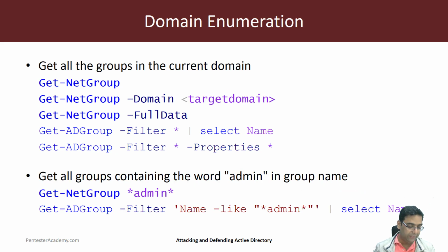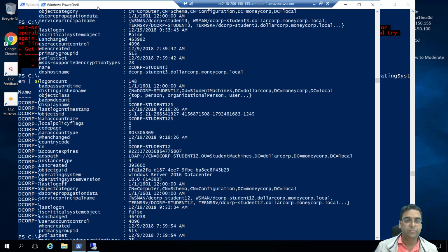Now, once we have the basic information, the user information, the computer information, let's move ahead and start enumerating groups in the current domain. So if I run Get-NetGroup, it provides information about the group. Similarly, if I run Get-ADGroup, it provides the information about a particular group. So let's try this.